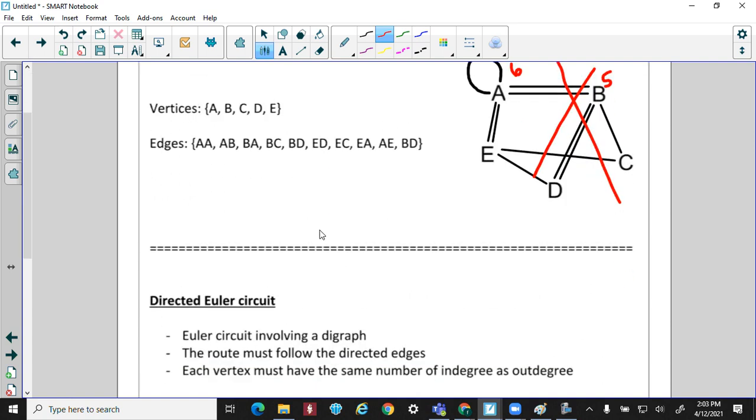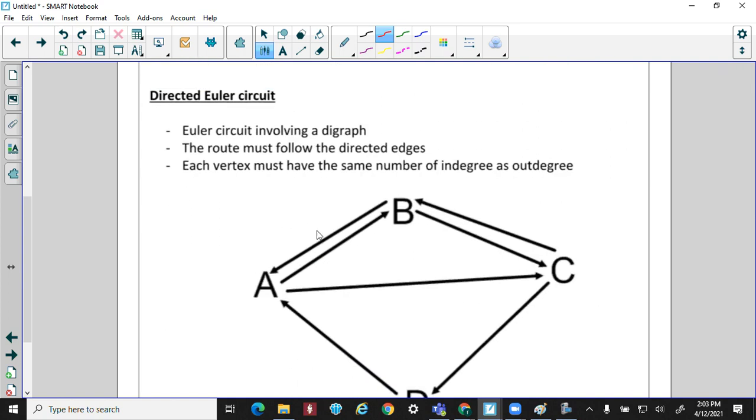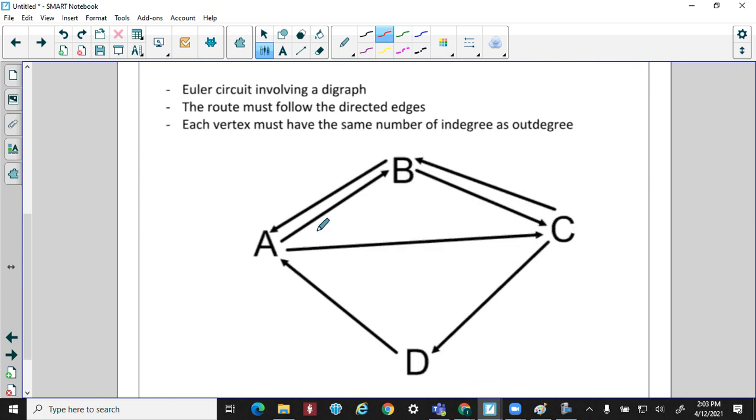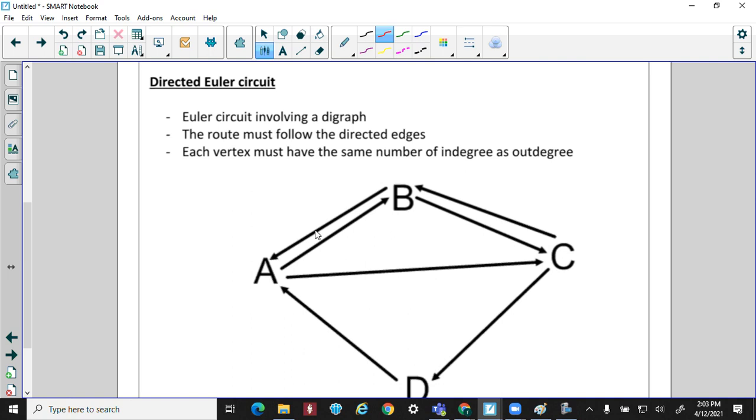No Euler circuit in that guy. Now, the last thing we're going to go over is what is called a directed Euler circuit. Same concept, the only difference is now you're dealing with a digraph. What's very simple about this is you just go by the directed edges. Just go by the arrows.